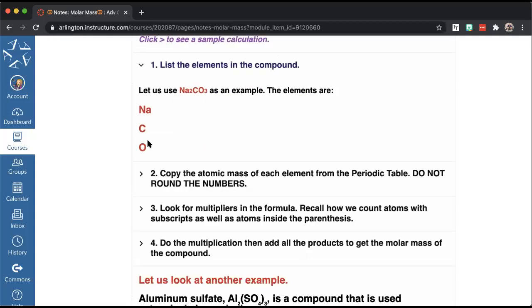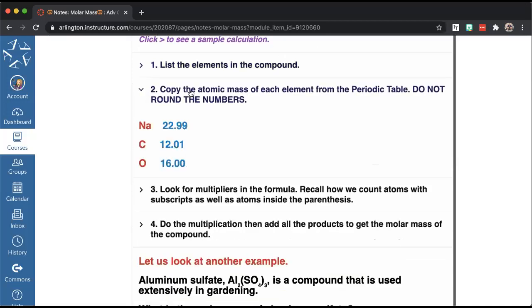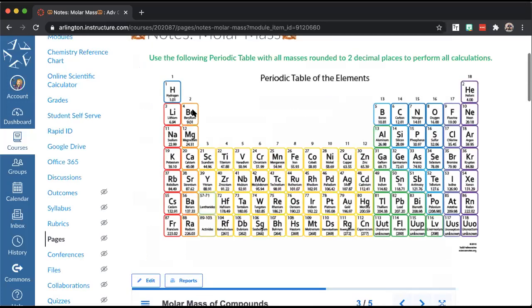Okay, so we list out our elements, any elements that are in the compound. Then I want to look on my periodic table. I need to look for the atomic mass of each element from the periodic table. The one that you have for the lesson that's up here, all of these are rounded to 2 decimal places. The one that you have here on the reference chart, they're also rounded to 2 decimal places. So you can use this one on the page, or if you want to go to the reference chart.